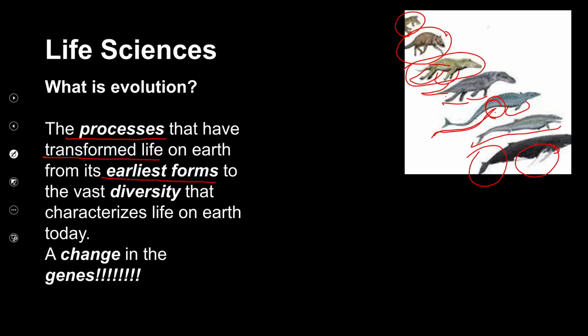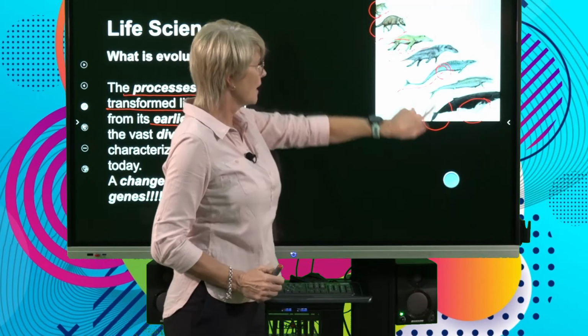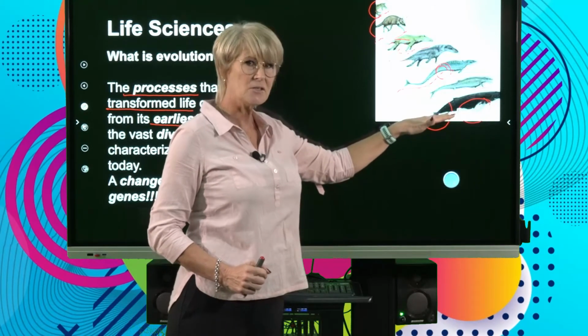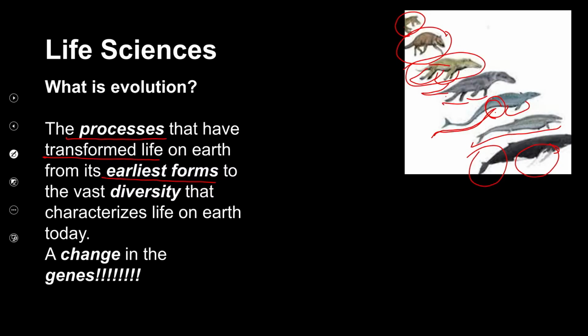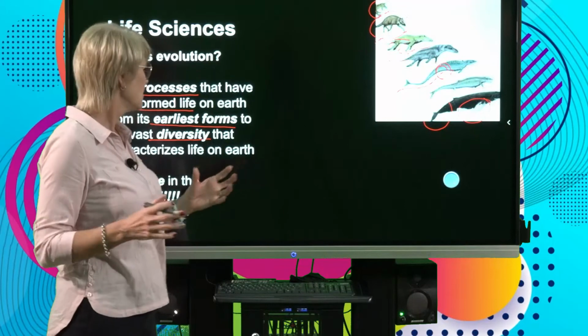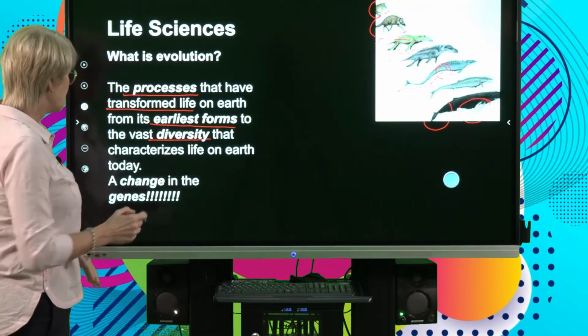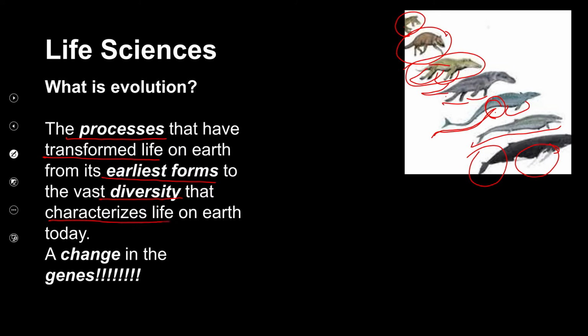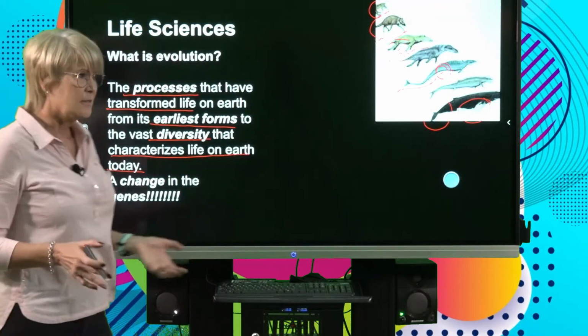So if we have a look at the earliest forms and compare them to what life is today, we see it's totally transformed. From those earliest forms, life has now been transformed into diversity. Diversity is when we talk about lots of different organisms or lots of differences. So there's a vast diversity that characterizes life on Earth today. From what it was originally to what it is now, it's a totally different organism.